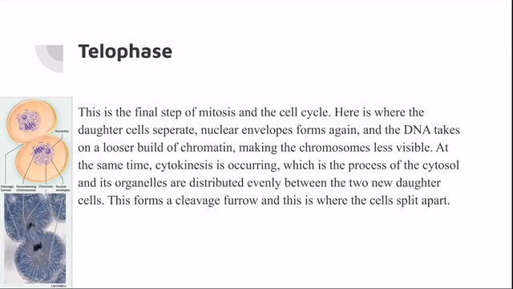Telophase. This is the final step of mitosis and the cell cycle. Here is where the daughter cells separate. Nuclear envelopes form again, and the DNA takes on a looser build of chromatin, making the chromosomes less visible. At the same time, cytokinesis is occurring. This is where the cytosol and its organelles are distributed evenly between the two new daughter cells. This forms a cleavage furrow, and this is where the cells split apart.